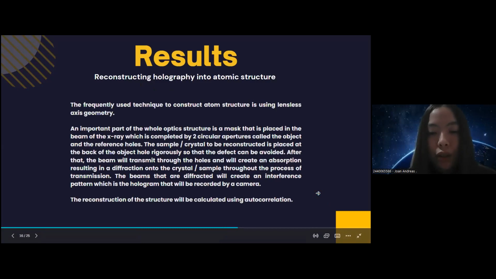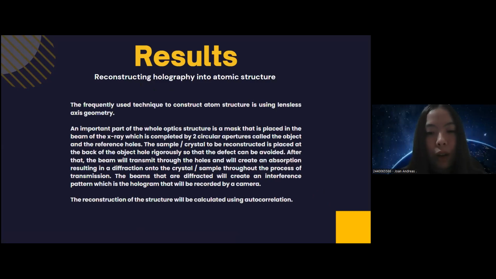To discuss RQ3, the process of reconstructing holography into atomic structure was reviewed.